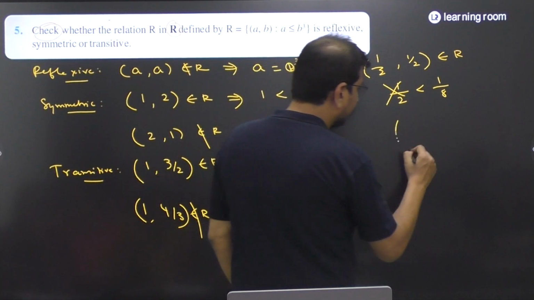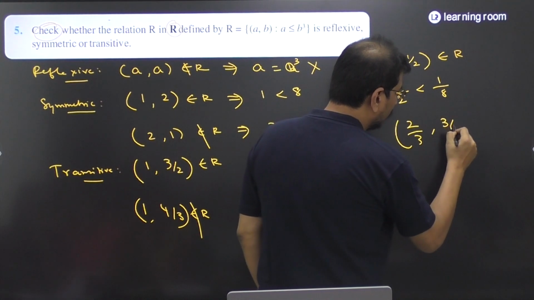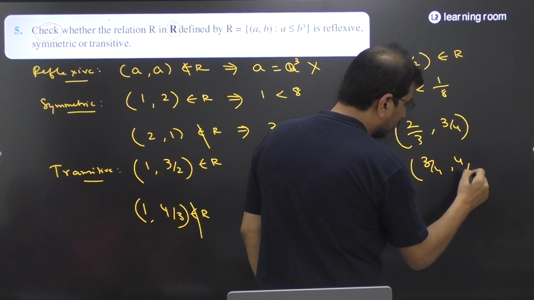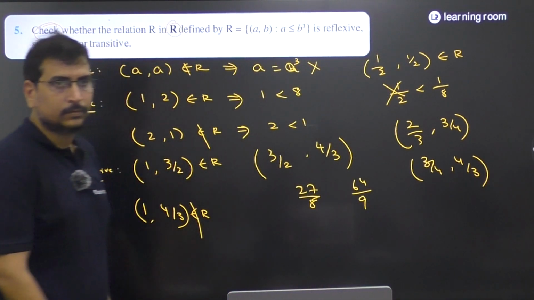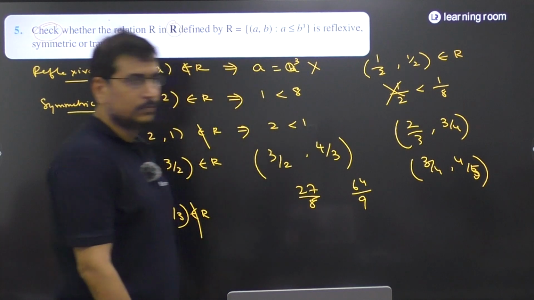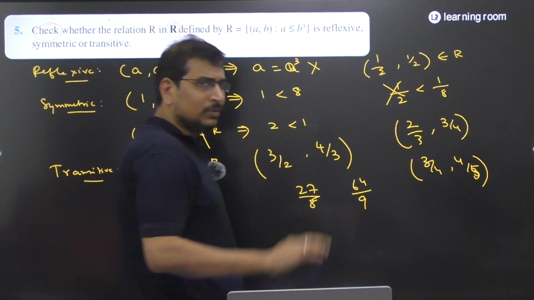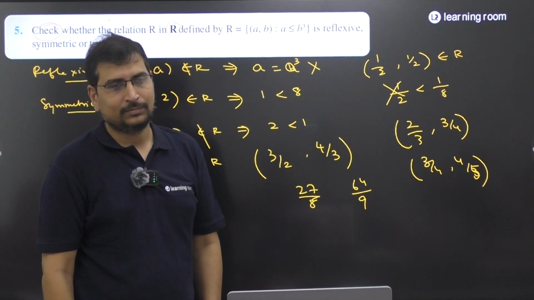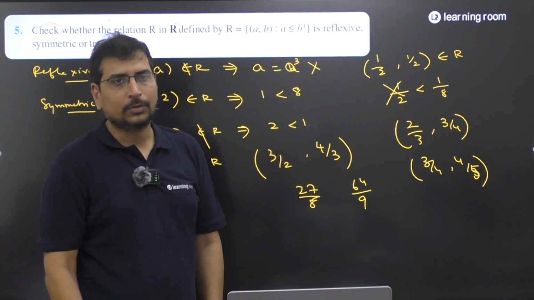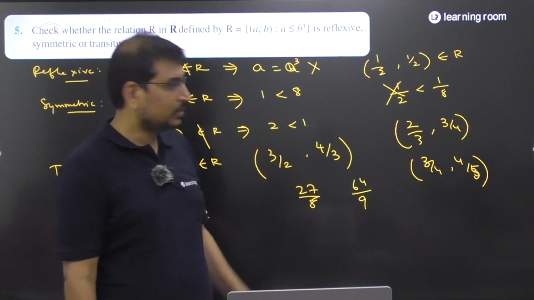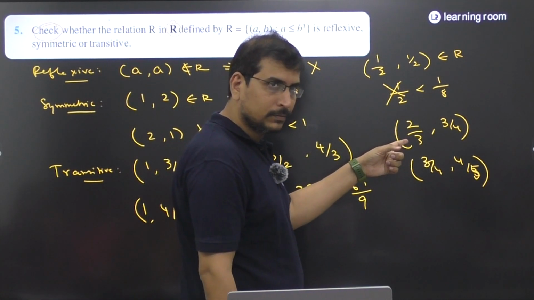2 by 3? 3 by 4? Working? 4 by 5? Working? Nothing. See, what you need to do is keep increasing the denominator. Correct. From here, I'm telling you the logic. So, is this working? It's working.